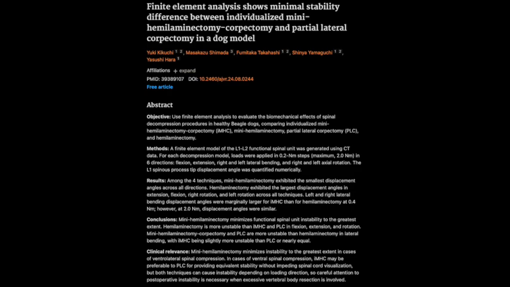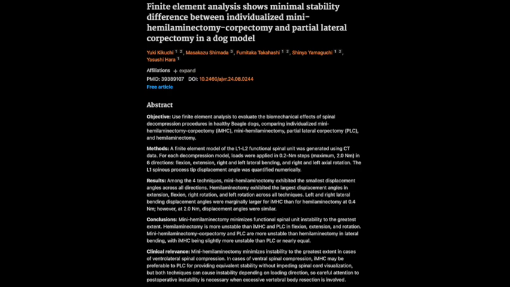So one big takeaway is that when a dog has ventrolateral spinal compression, meaning pressure on the side, right, on the side of the spinal cord, MHL seems to be the best option for minimizing instability. Makes sense. That was the most stable in the virtual tests.